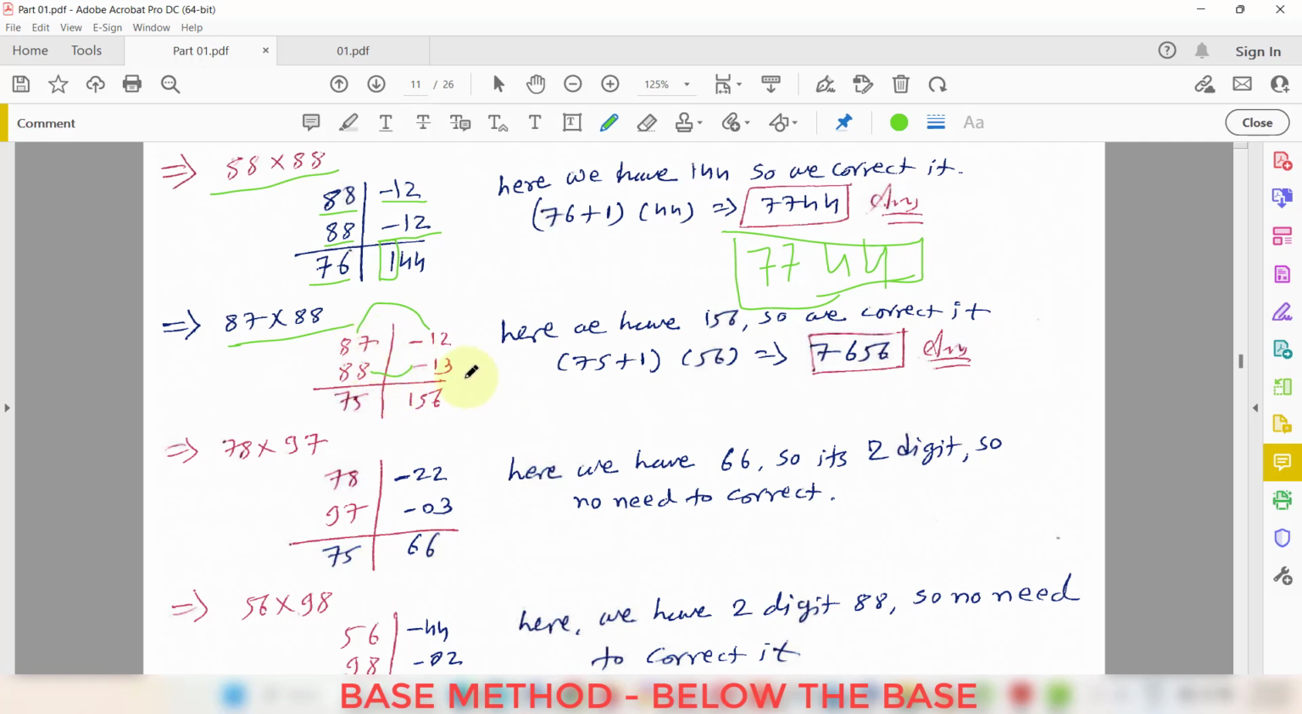So 87 minus 12, 13, that is 75, and 12 multiplied by 13, that is 156. So we will keep 56 as it is, and then after 1 we have to add to the power. So 75 plus 1, that is 76.